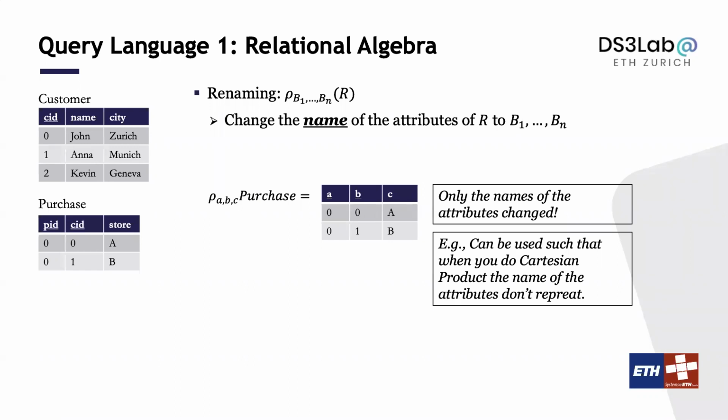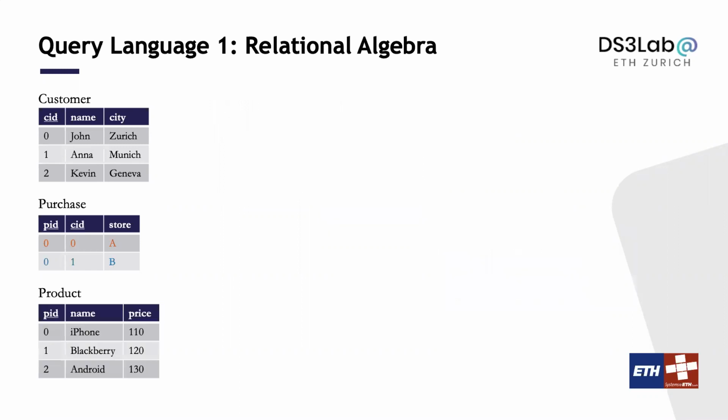If you think about it, why do we even need this? That's going to be useful, for example, if you do the cross product between customer and purchase. You can see the name CID appears in both relations. After the cross product, I need some way to distinguish these two different columns, whether one comes from the customer or from the purchase. Therefore, I need to rename one of them before I do the cross product. Otherwise, I'm going to have two attributes with the same name, which is not allowed in the relational model. That's why we need this.